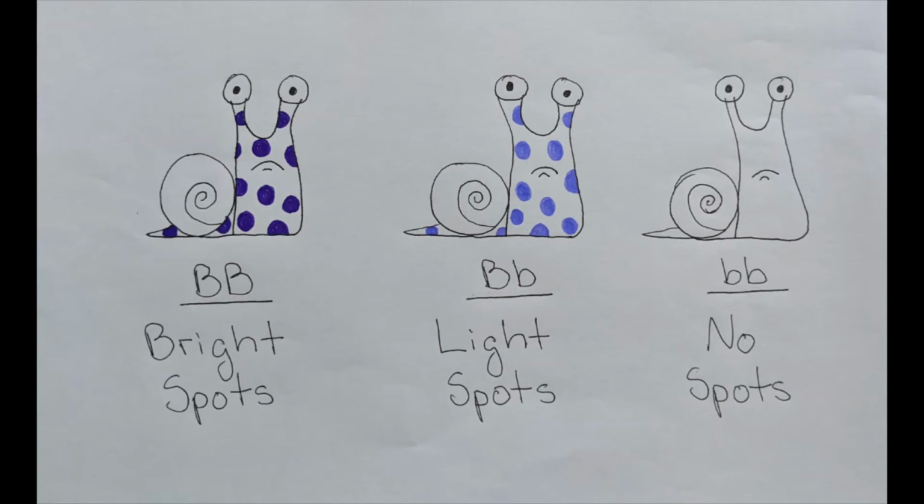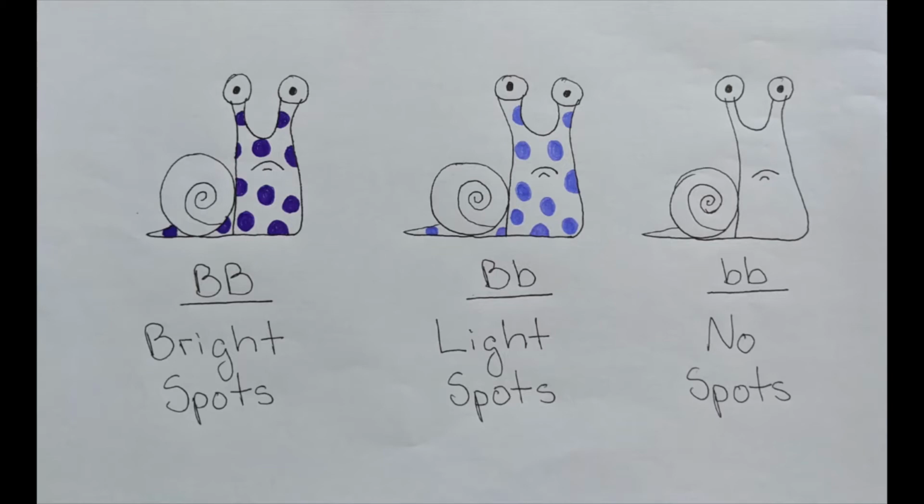In this video, I will be showing the effects selection has on a population of snails. These snails are all similar except for the appearance of spots. This is due to one genotype that is associated with the phenotypic spots. These snails can either have bright spots, light spots, or no spots.